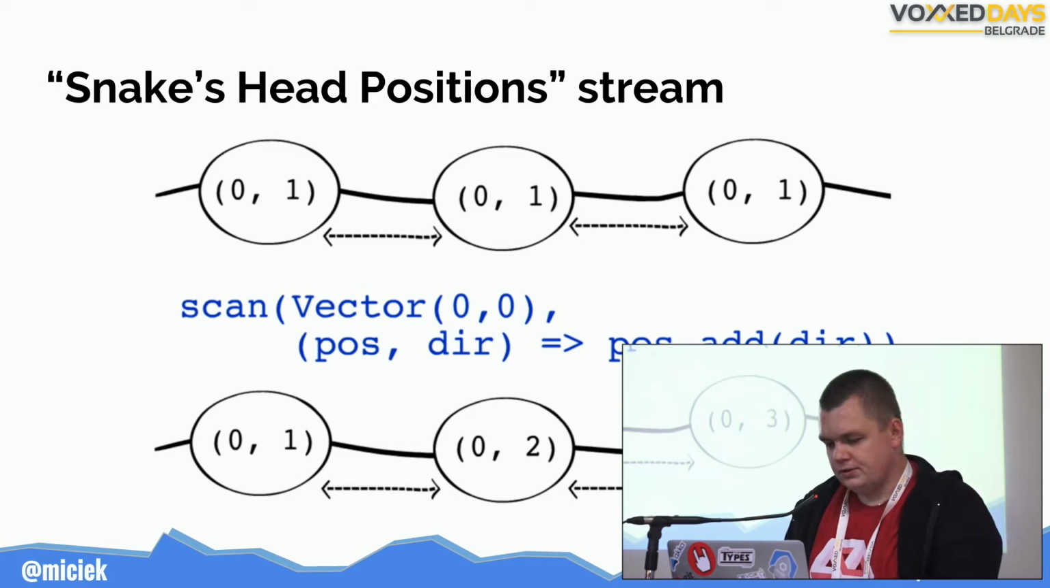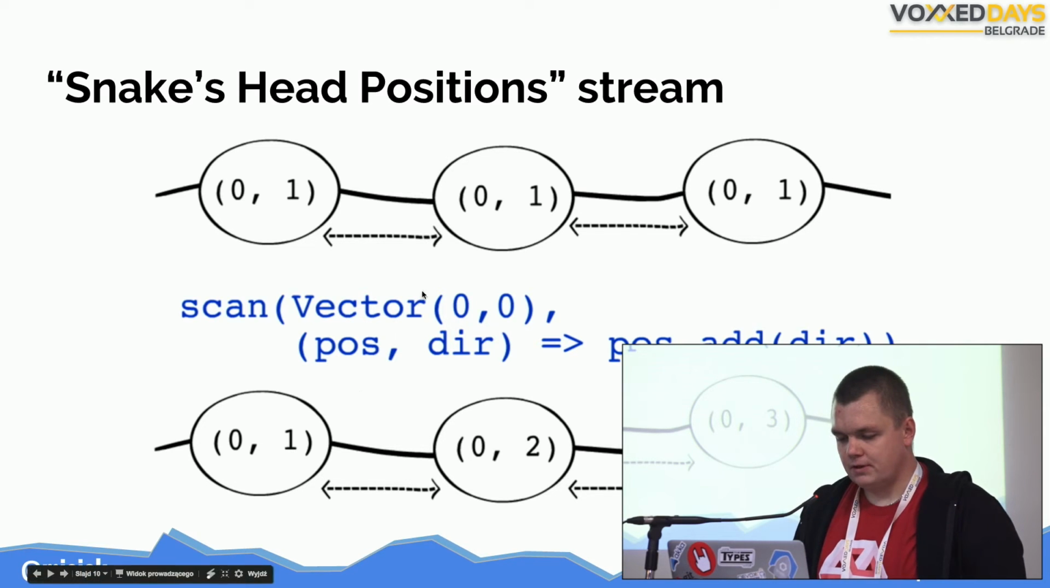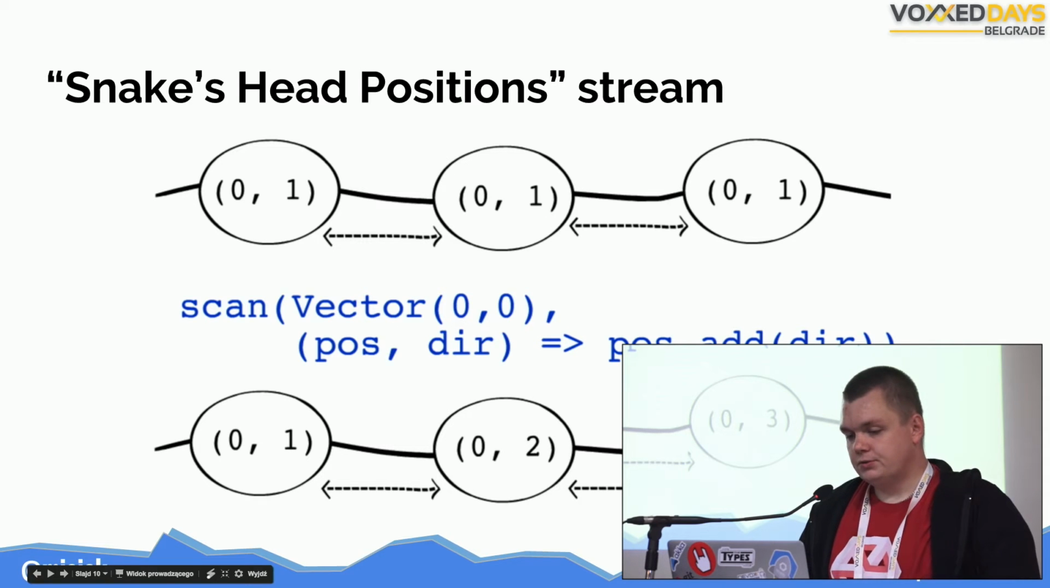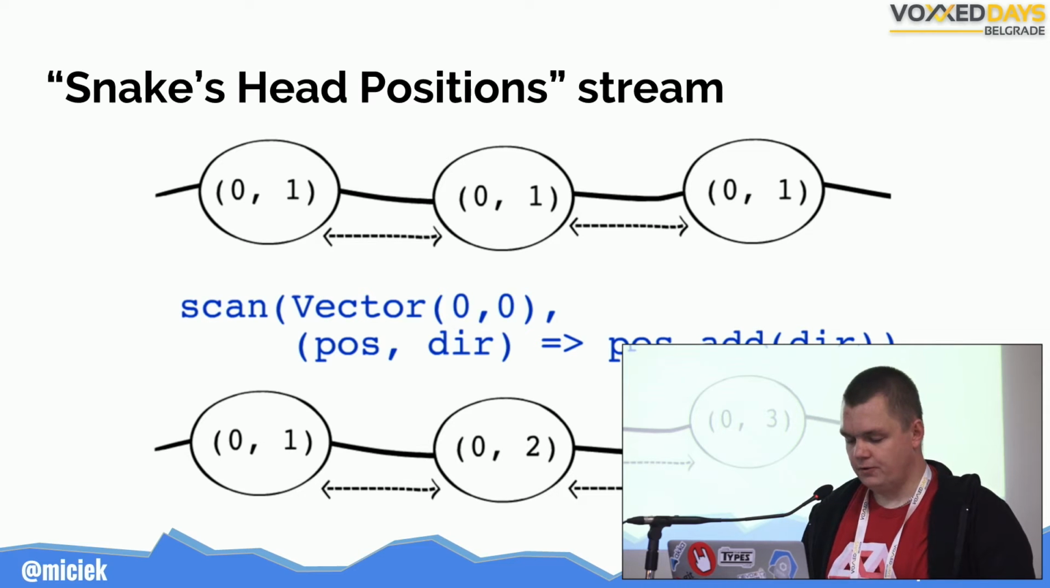So what this means here is that vector 0, 0 is our initial value. And this function is called every time there is a value inside the input stream. So whenever a value 0, 1 appears here, we call this function, and the current accumulator value is position, and the current element from here is direction, right? Because this input stream is the direction stream. And the function returns a position with the direction vector added to it. And as you can see, there is 0, 1, 0, 2, 0, 3. And we'll call this stream the snake's head positions. So right now, our snake should move only from top to bottom, and that's all.